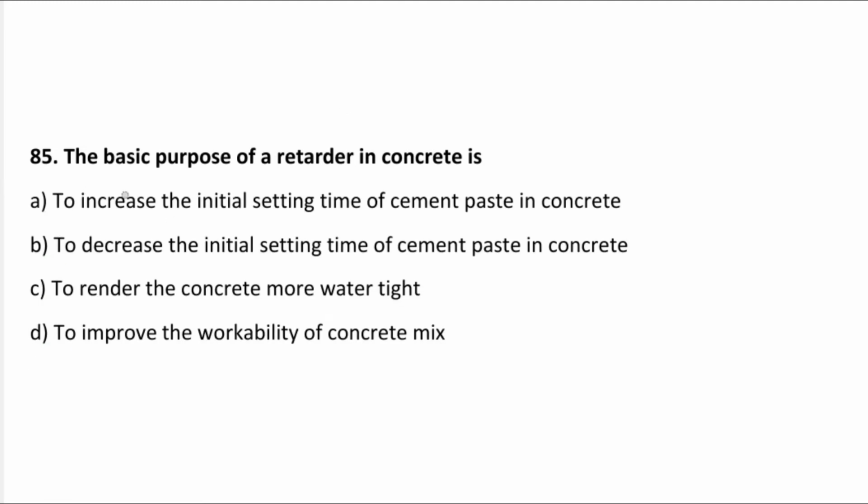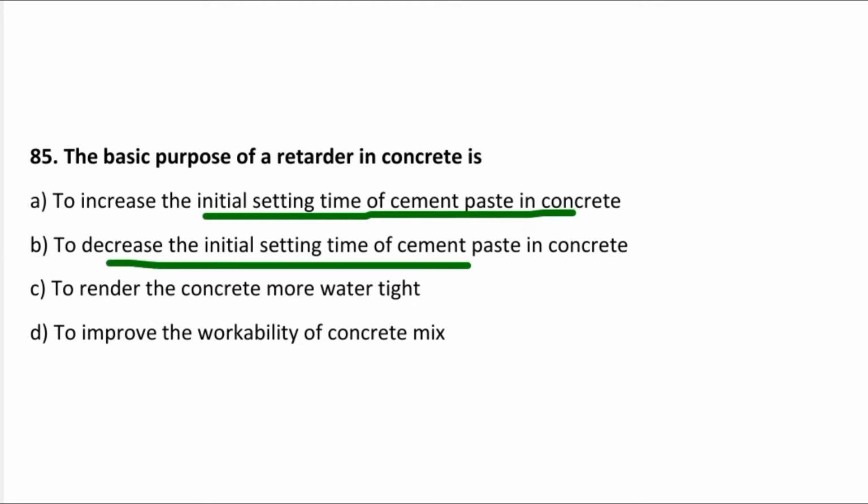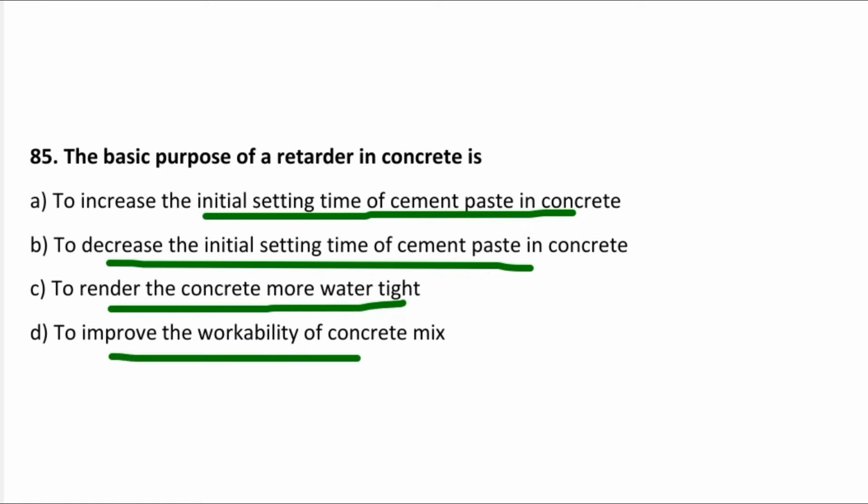So next question. The basic purpose of a retarder in concrete is option A to increase the initial setting time of the cement paste in concrete, option B to decrease the initial setting time of the cement paste in concrete, option C to render the concrete more watertight, option D to improve the workability of concrete mix. So the correct answer is option A, to increase the initial setting time of the cement paste in concrete.